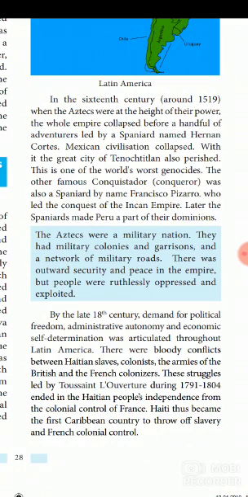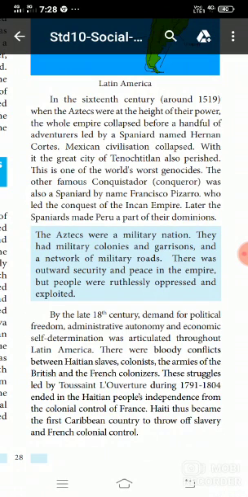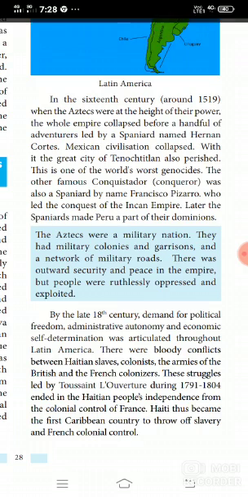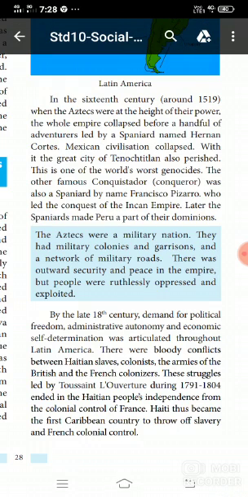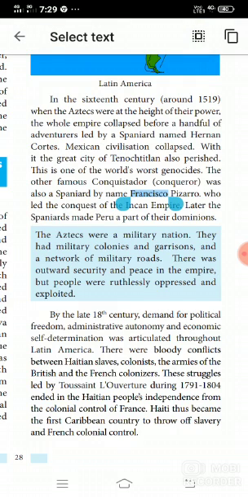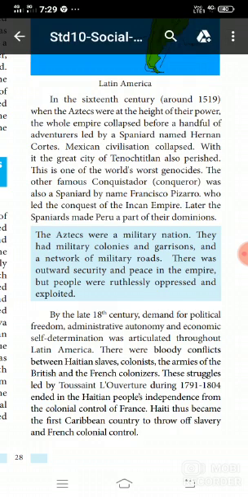In the 16th century, around 1519, when the Aztecs were at the height of their power, the whole empire collapsed before a handful of adventurous. Adventurous means arrival, others, Spaniards, who also came to America.